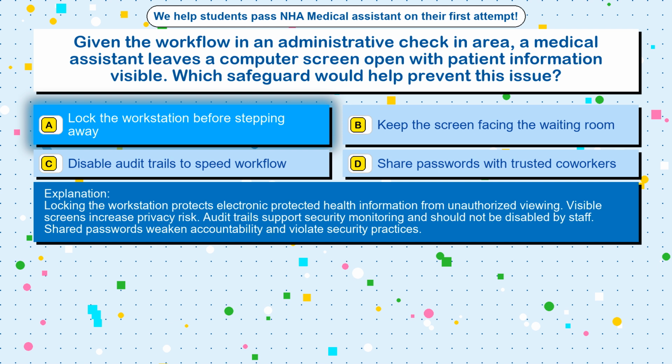Locking the workstation protects electronic protected health information from unauthorized viewing.